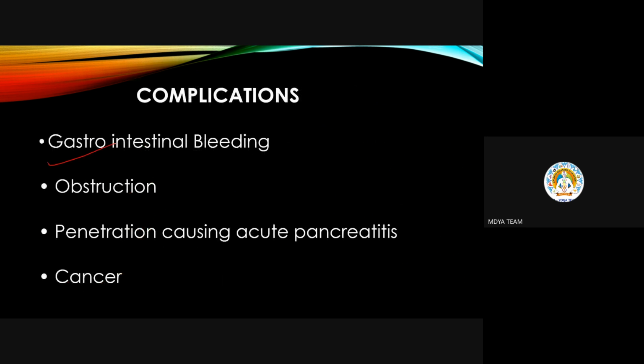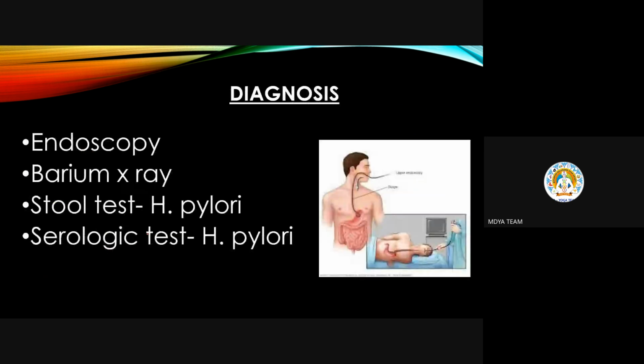Complications: gastrointestinal bleeding could happen because lesions are happening. Obstruction, and penetration causing acute pancreatitis. What could this mean? Without telling you, you can understand this. It means inflammation in the pancreas. The word itis means inflammation, and pancreat is for pancreas. Cancer will also be a reason.